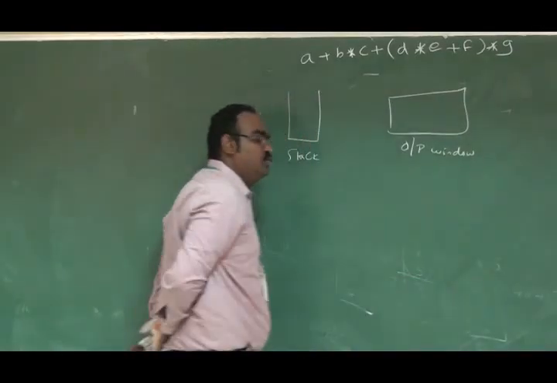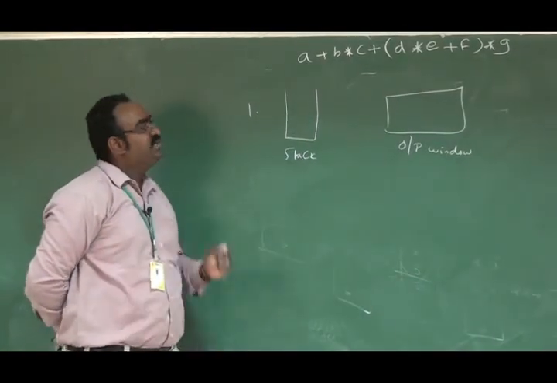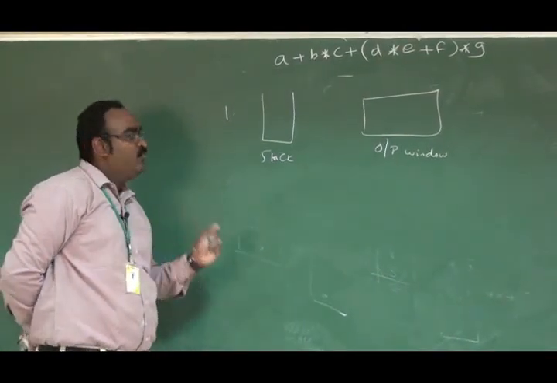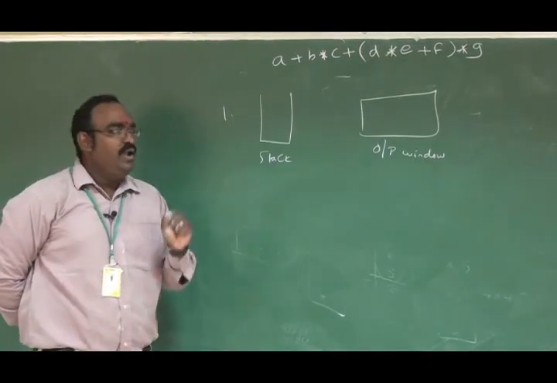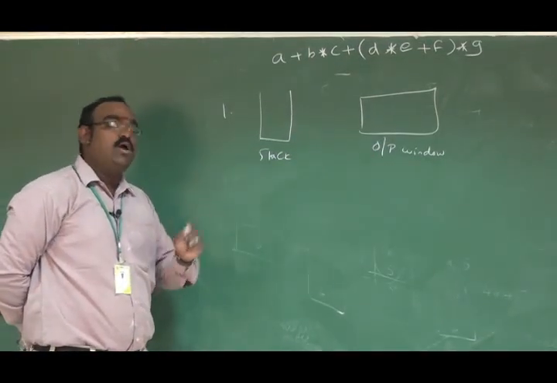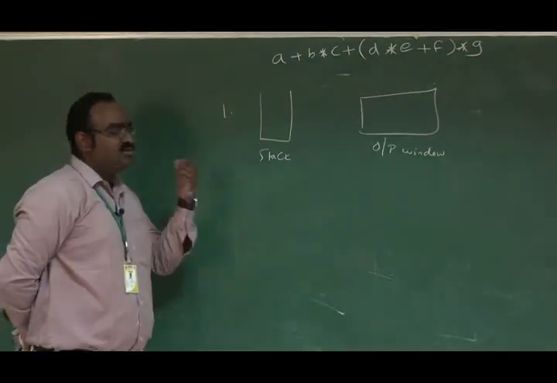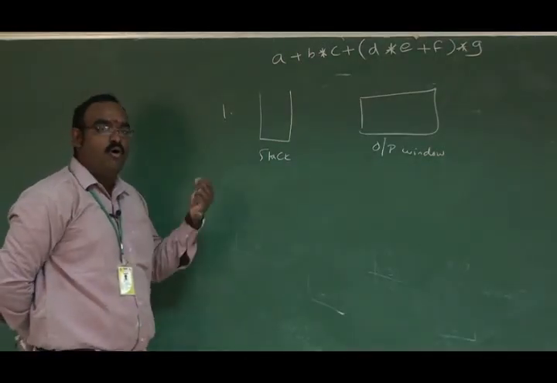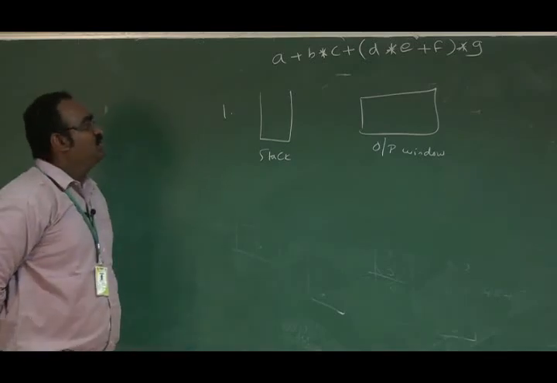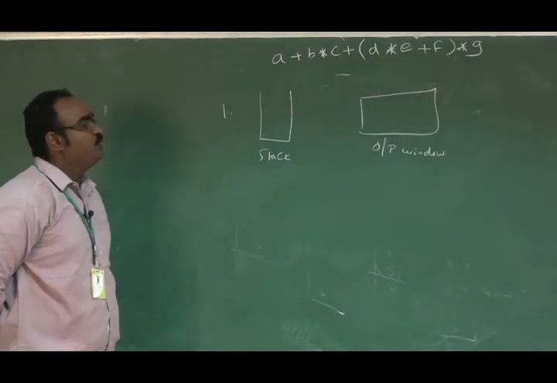So what we have to do: when the compiler sees an operand, it immediately moves the operand to the output window. When it sees an operator, it is pushed into the stack. So operands are segregated to the output window, operators are segregated to the stack. So let's see what happens in infix to postfix conversion.